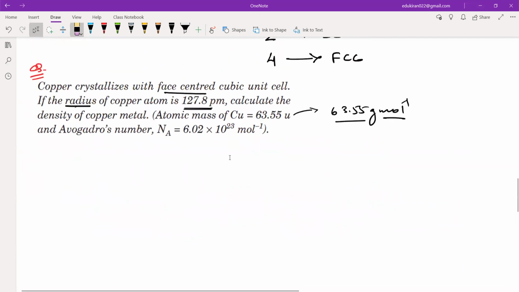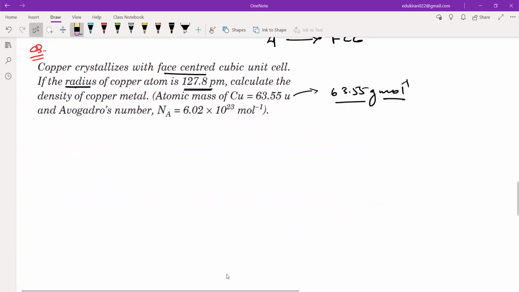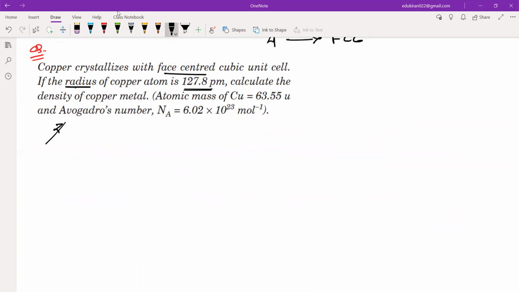Let us see this question only, the first question. Here the radius of copper atom in FCC is given. First we can write Z and other things. So let me write the answer. Since it is FCC, Z will be equal to 4. And we can also write the relationship between a and r.